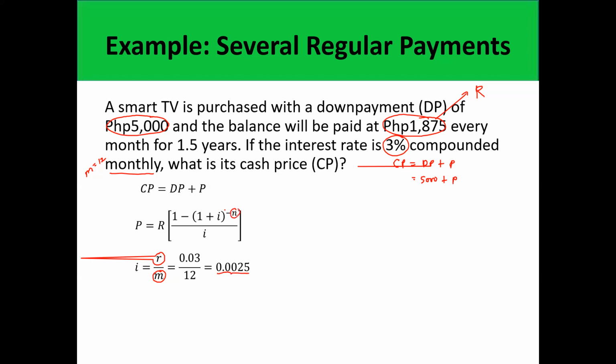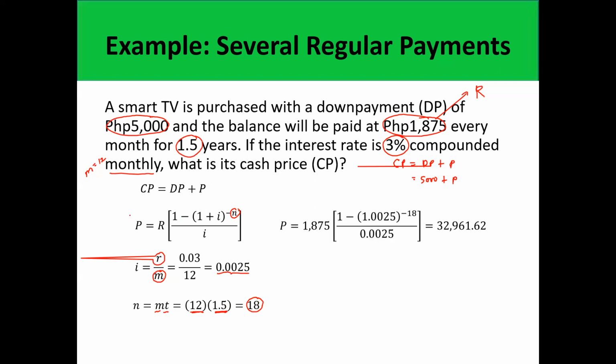And then the value of n must be computed using n times t, which means every month, so 12 months times 1.5 years, which is 18 months. So this means that we need to pay 1,875 pesos 18 times. And that's good for 1.5 years. So substituting the appropriate values into the formula of P, we get the following, and the present value of the annuity is 32,961.62. And if we add it to 5,000 pesos, that's going to be the cash price of the smart TV.